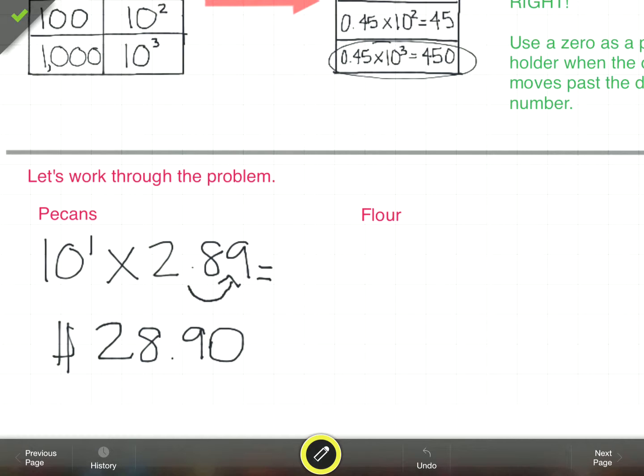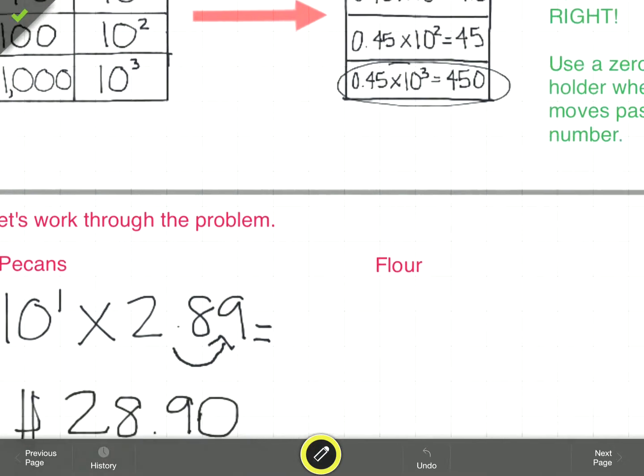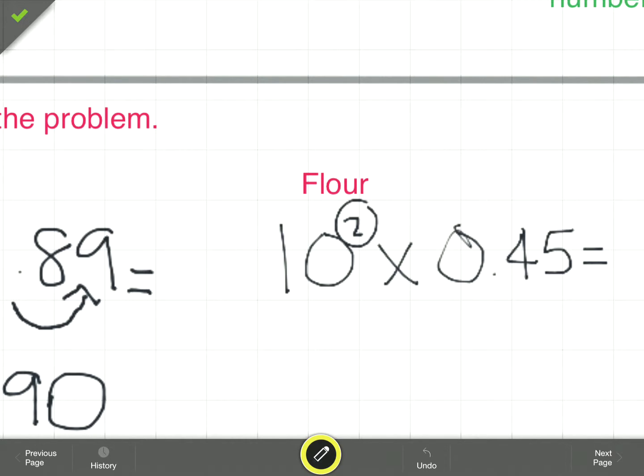How many pounds of flour did we need? Good. We needed 100 pounds of flour. If we look up at our chart, what is the exponential form for 100? Good. We would do 10 to the second power and multiply that by the price per pound, which would be 45 cents. Now remember, we have to move our decimal to the right. Our exponent is 2, so we move it 2 places to the right. And we would end up with 45.